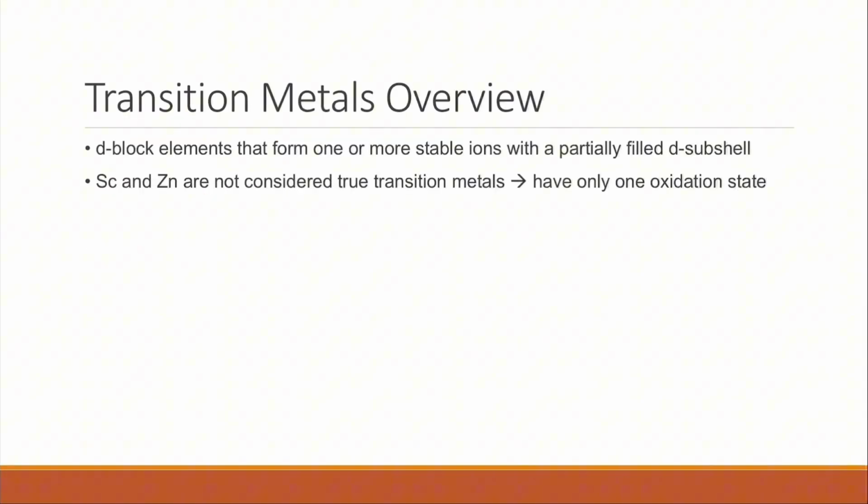And the d block elements in the periodic table are called the transition metals, and they all have the property of being able to form different ions with different oxidation states. They can have a partially filled d subshell. Scandium and zinc, the two elements at the beginning and the end of the 3d block, are not considered transition metals because they only have one oxidation state.